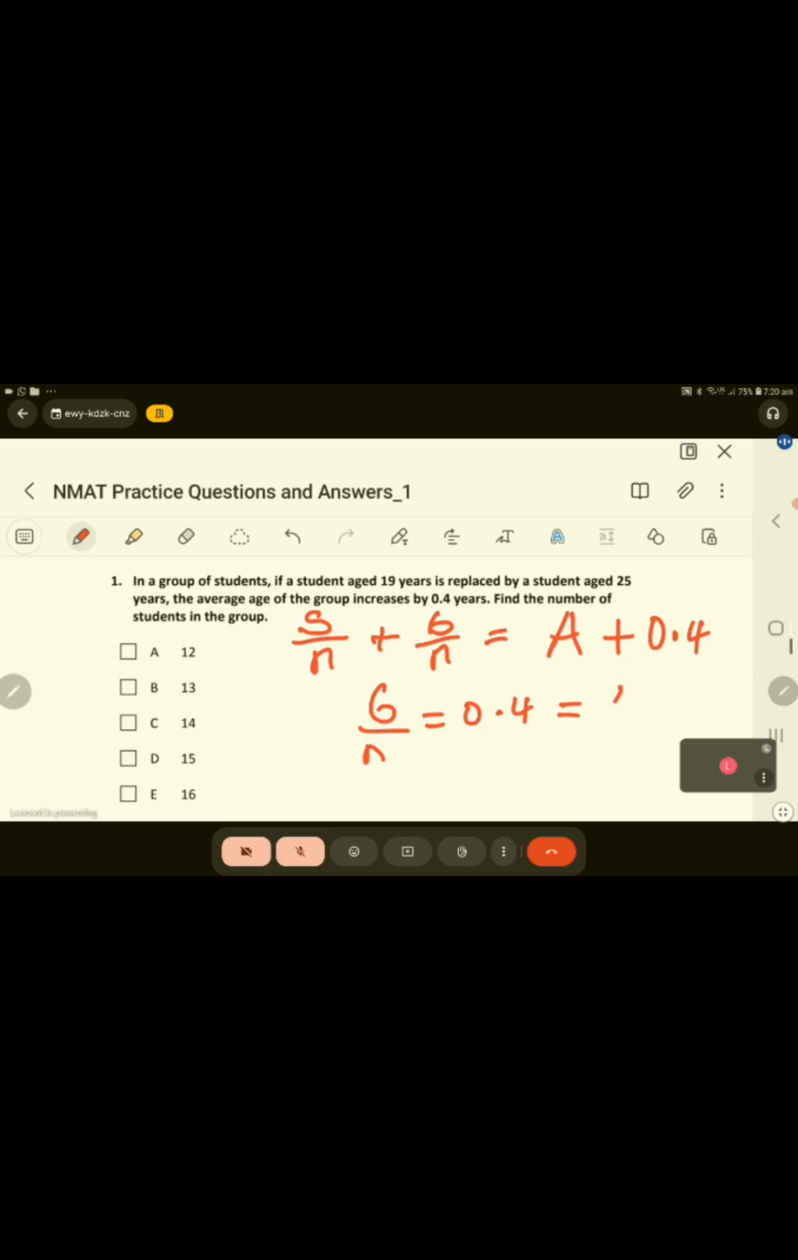0.4 is the same thing as 4 over 10, right? If we cross multiply, so this is redundant here, this is redundant, what we are cross multiplying is 6 to 10. 6 times 10 is 60. 60 divided by 4 is 15. So at some point we are going to get n equals 60 over 4 equals 15. So that question is solved.